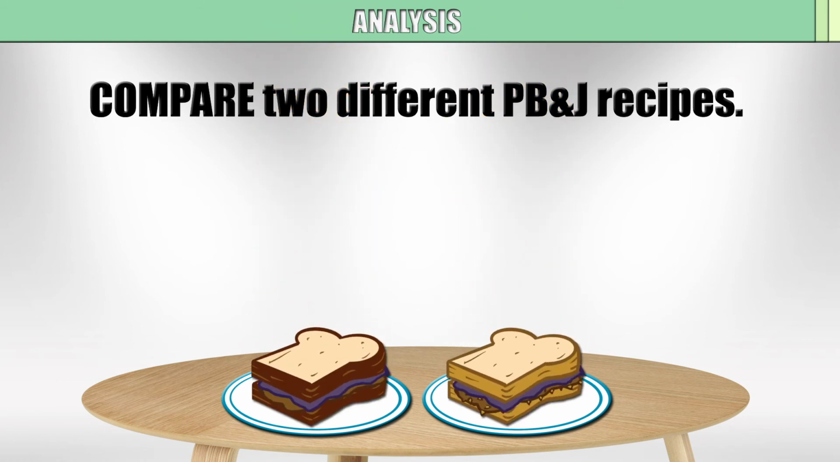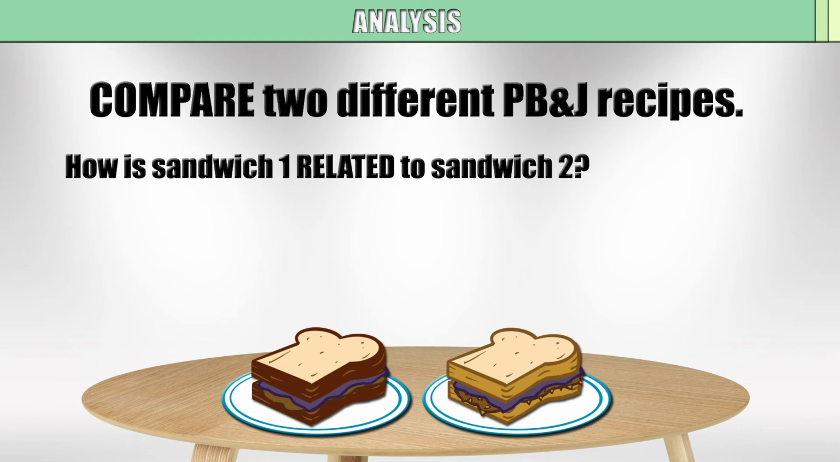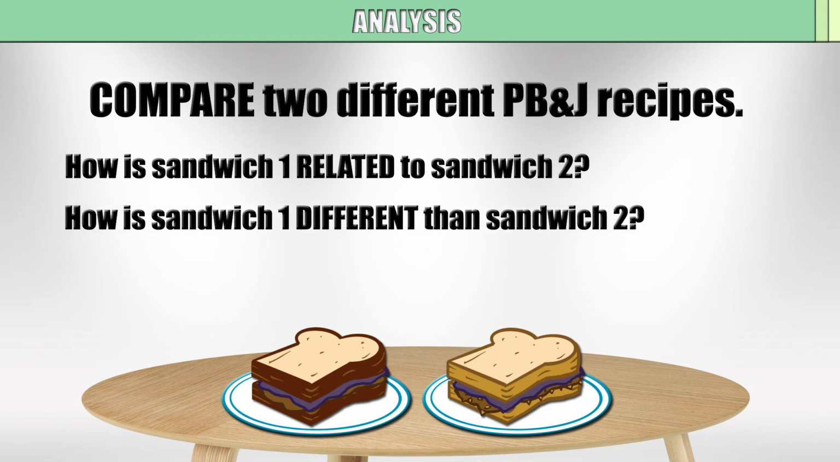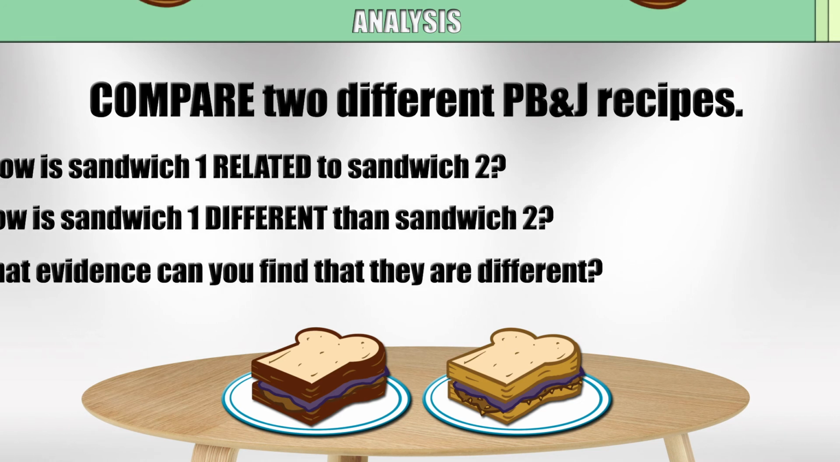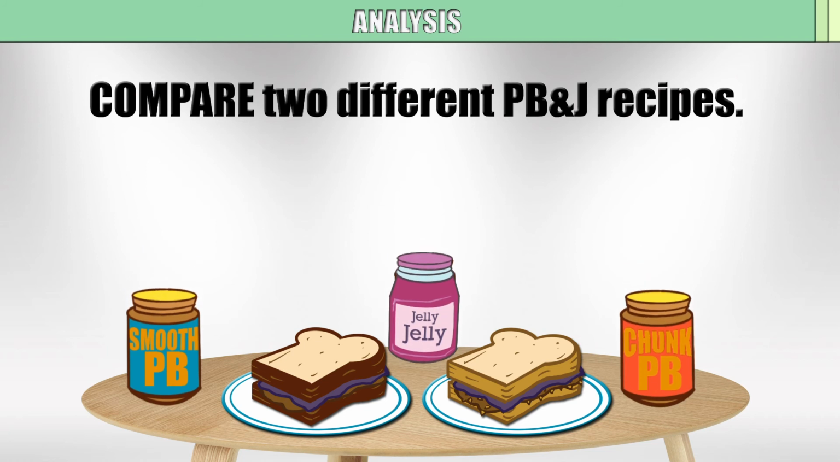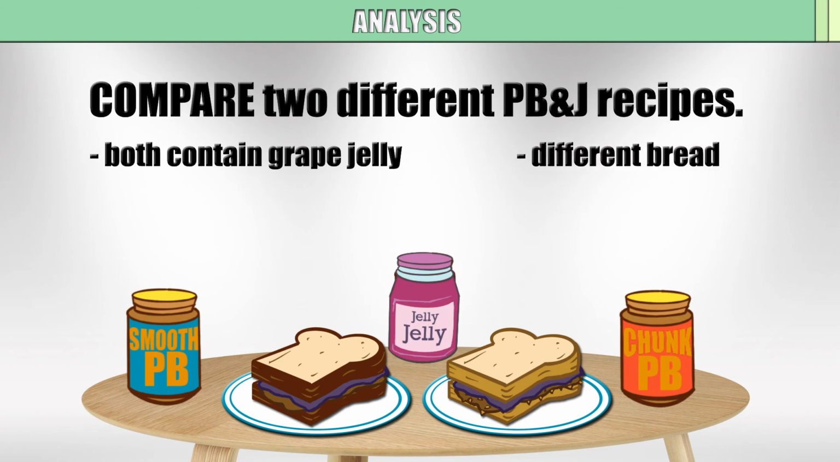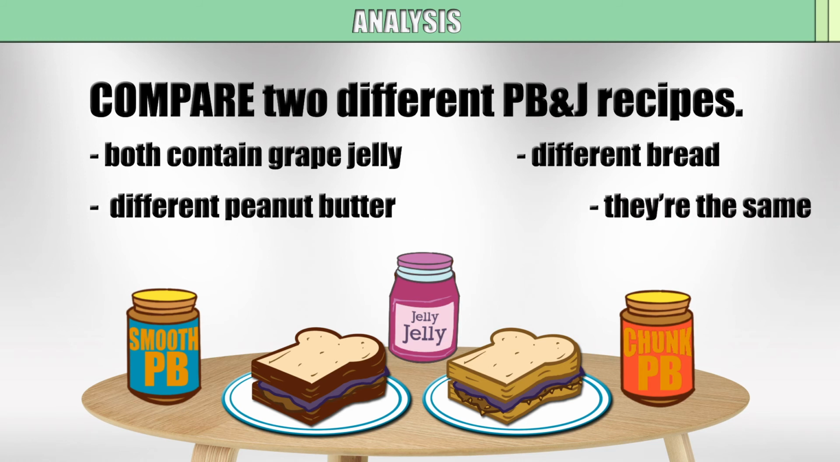A couple of questions at this level could be: how is sandwich 1 related to sandwich 2? How is sandwich 1 different than sandwich 2? What evidence can you find that they are different? The facilitator could anticipate the following answers. Both sandwiches contain jelly. One sandwich uses wheat bread while the other uses white bread. They use different types of peanut butter. They are both the same, because you didn't specify any requirements.